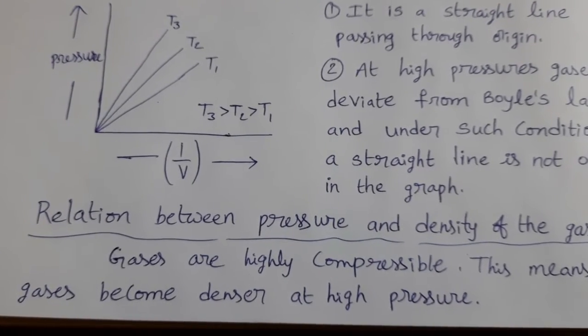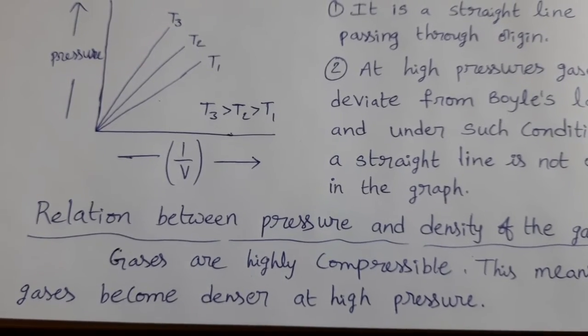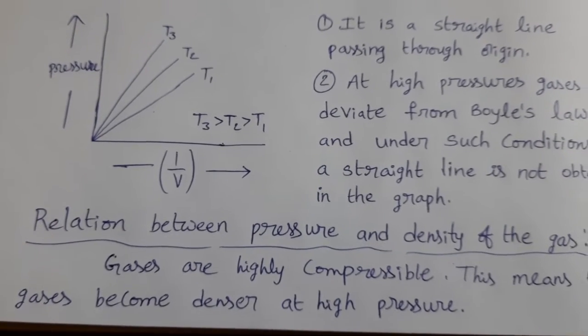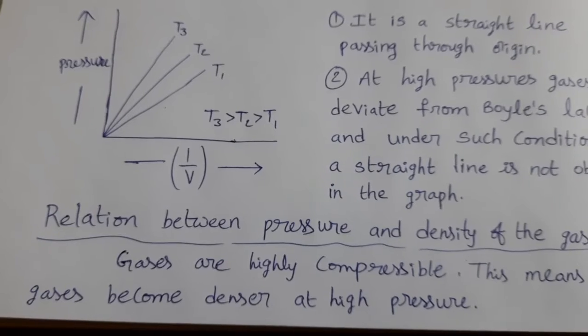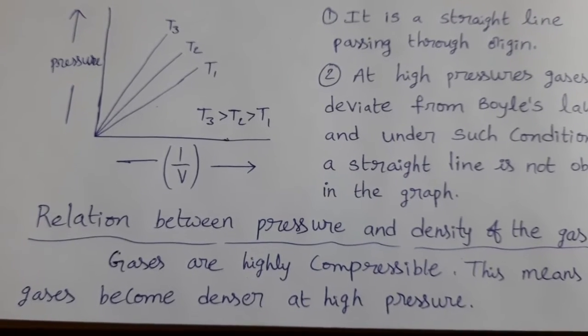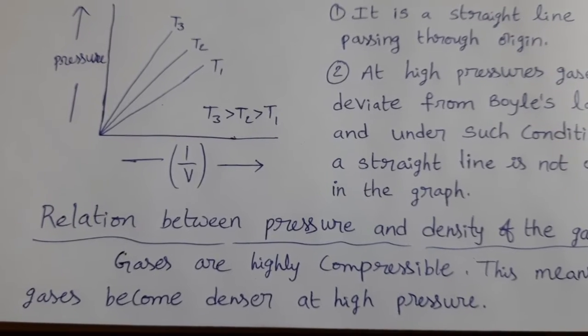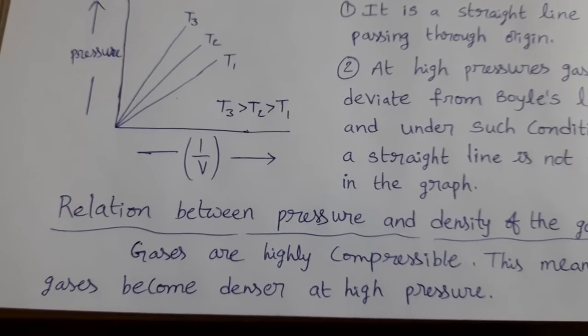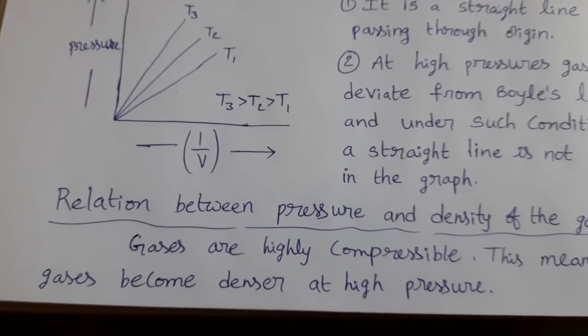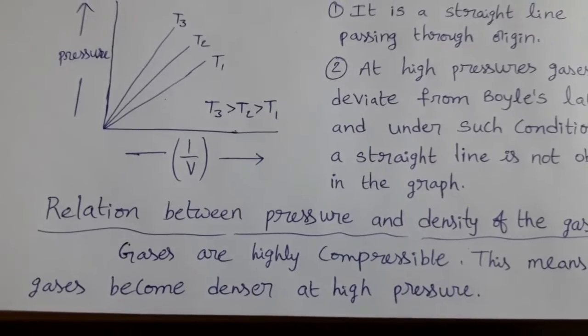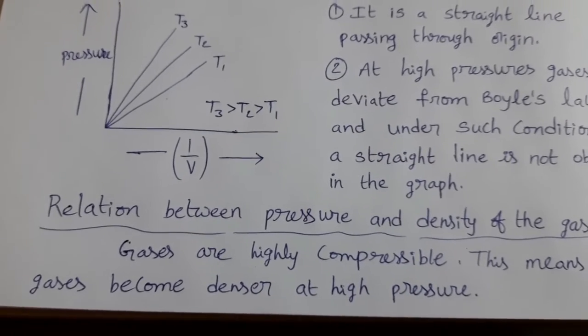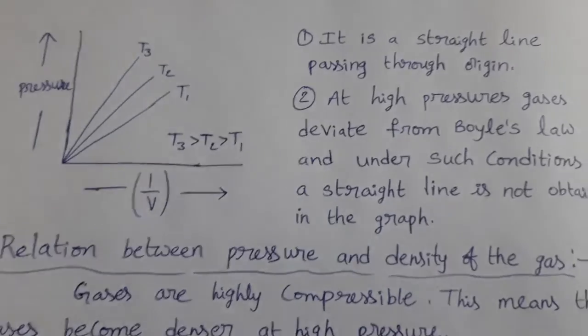That means there is a large gap between the gaseous molecules. That's why we can compress them easily. This means gases are highly compressible, and gases become denser at high pressure. If we apply high pressure, all the molecules come close together. In that condition, density increases. So at high pressure, gases become denser.